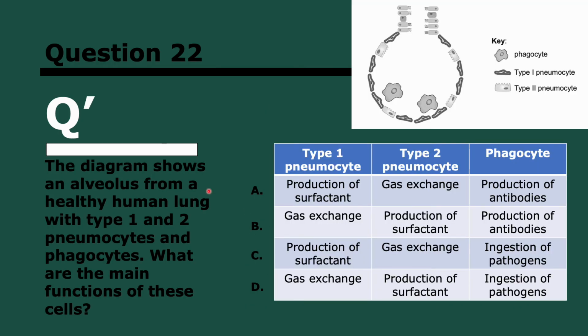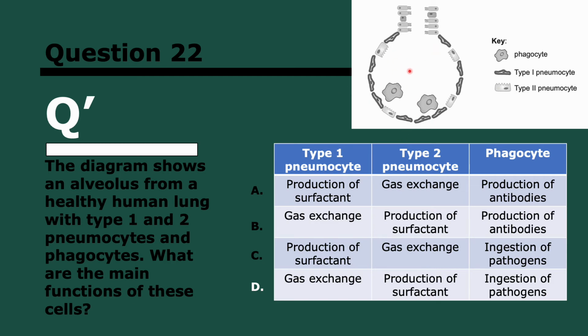Okay, so question 22. The diagram shows an alveolus from a healthy human lung with type 1 and type 2 pneumocytes and phagocytes. What are the main functions of these cells? Again, something you just have to remember. 3, 2, and 1. Okay, so it's D. So remember, type 1 pneumocytes, as you can see here, line most of the alveolus. These are just the ones in charge of allowing gas exchange to happen, so CO2 and O2.